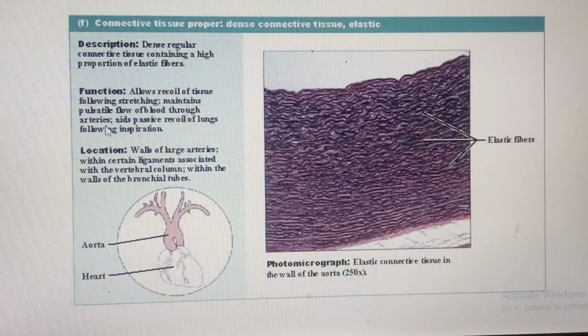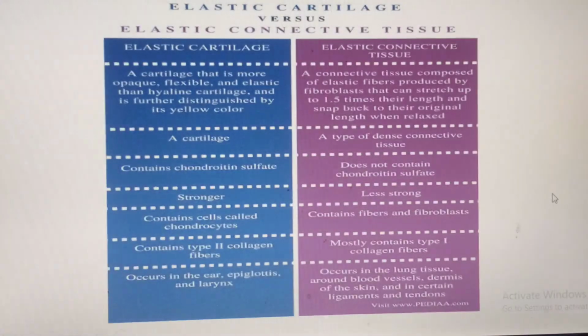Areas like the tunica media of elastic arteries, and it will be very important in some portions of the lung to help in respiratory movement. So these are some things that we have. And in the vertebral column, you find some ligaments associated there, and those will have elastic connective tissue. These are certain things that I want you to know.